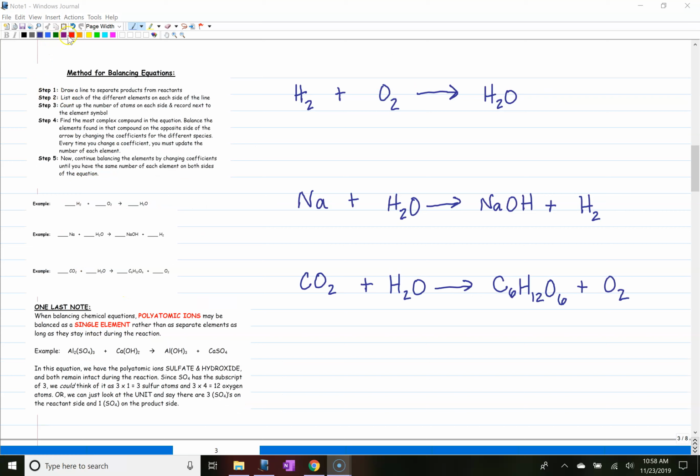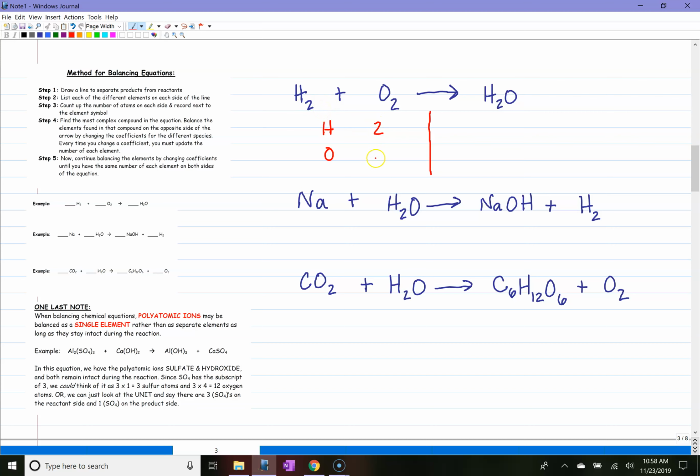Some tips to balancing chemical equations. One good rule to start with while you're learning how to balance chemical reactions is to draw a line between the reactants and the products and make a list of every element that's in the compound. If I have, on the reactant side, 2 hydrogens and 2 oxygens, on the product side, I have 2 hydrogens but 1 oxygen.